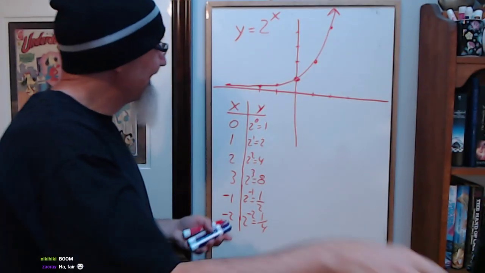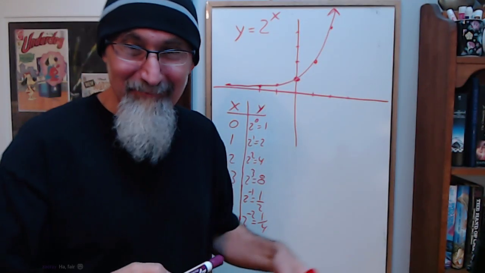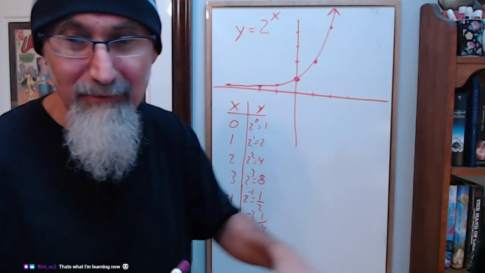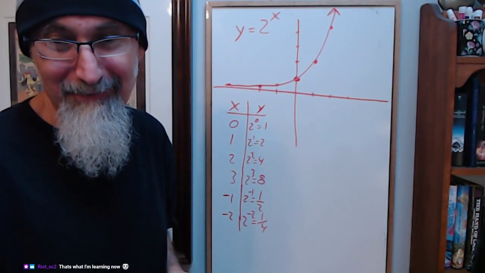All right, take a look at this. So what do mathematicians do? Mathematicians, us, we like to mess with things, right? Flip things around.